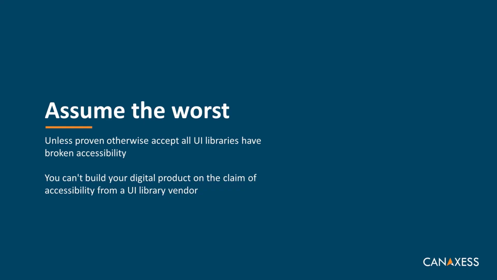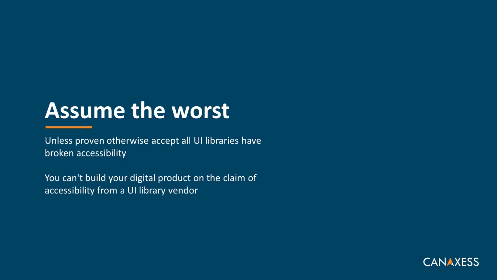The claims of accessibility support from vendors may be accurate, but they may not. There's really no cross-checking of any claims. The products are being purchased and used by developers who are unfamiliar with accessibility guidelines, and it often becomes an approach of reading the marketing website and becoming dazzled by bold, optimistic claims. It mentions WCAG or ARIA and people honestly think that that's enough. You can't build your entire digital product on the basis of the claim of accessibility from a UI vendor.